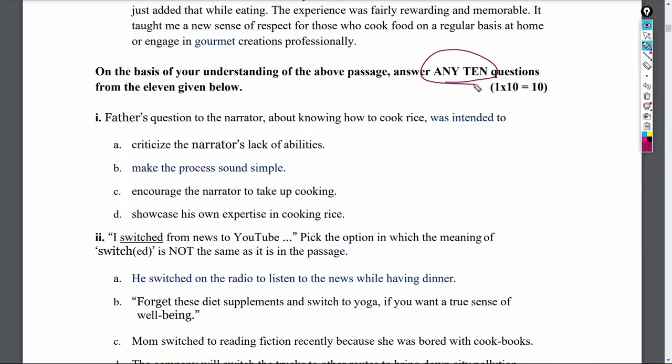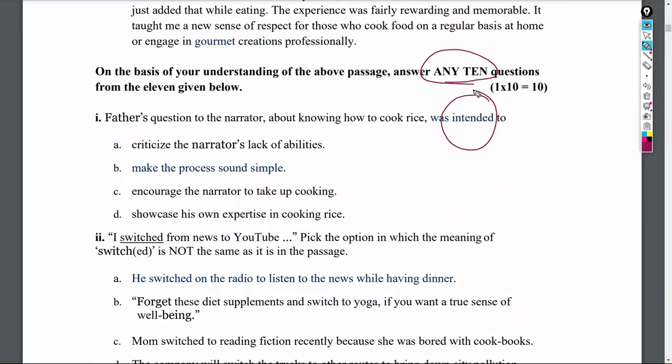Rhetorical questions are those questions where, when you are posing the question, the answer is understood or implied. Therefore, you can understand the motive, the intention or the purpose, the objective. So, father's question to the narrator about knowing how to cook rice was intended to, what was the purpose of posing this question?